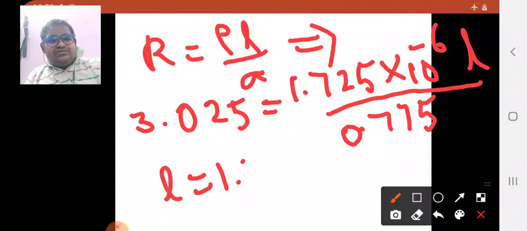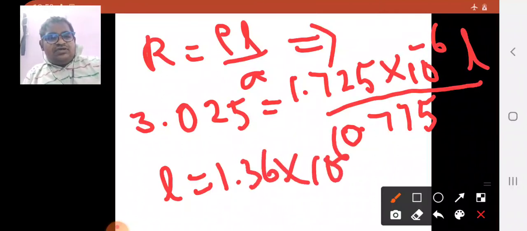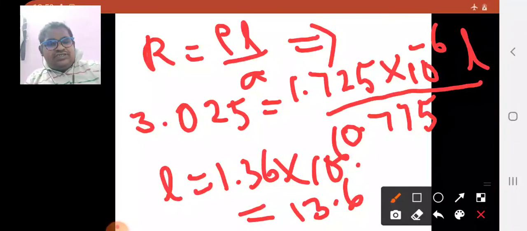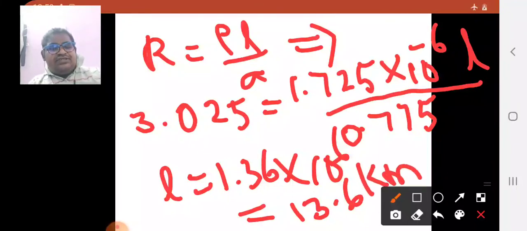1.36 into 10 power 6 centimeters, or you can also write it in kilometers as 13.6 kilometers. Yes, this is the answer: 13.6 kilometers. Let's go to another problem.